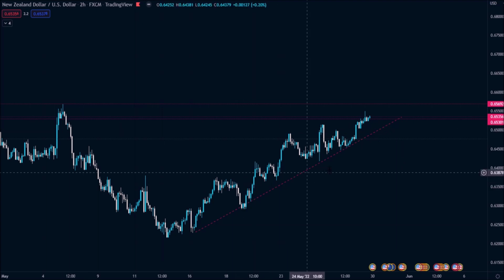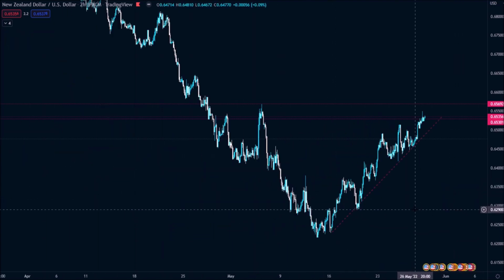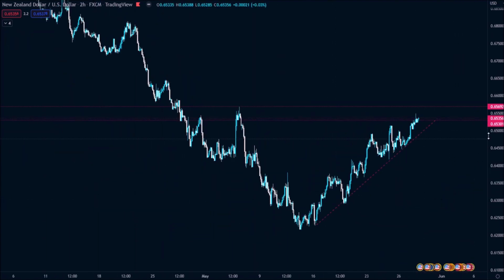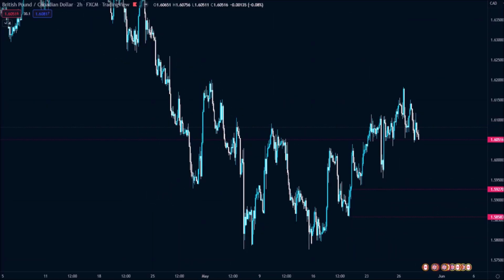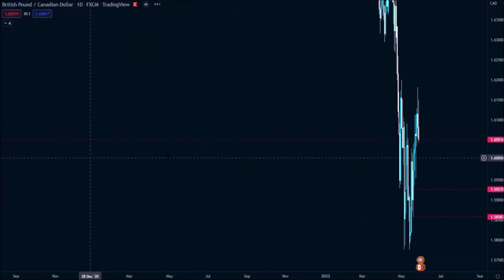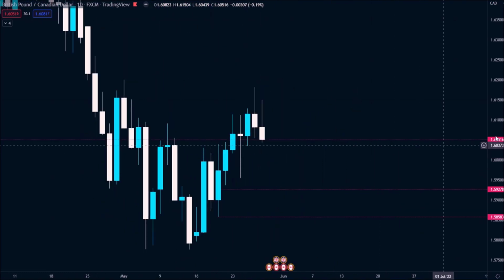Or I will be looking for some selling ideas. That's what I'm looking for, and this is my thoughts on the market. Let's take a look at, I don't really want to look at too much because then you get distracted, but EURCAD, PoundCAD. We'll look at PoundCAD because it was an instrument that I've been looking at for a few weeks.